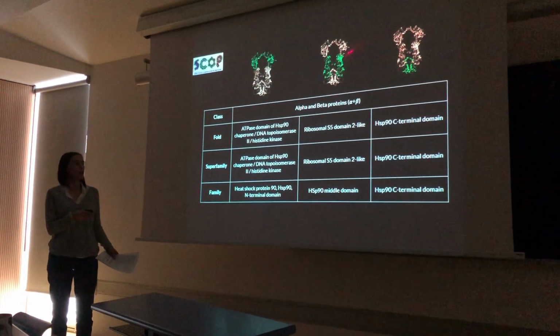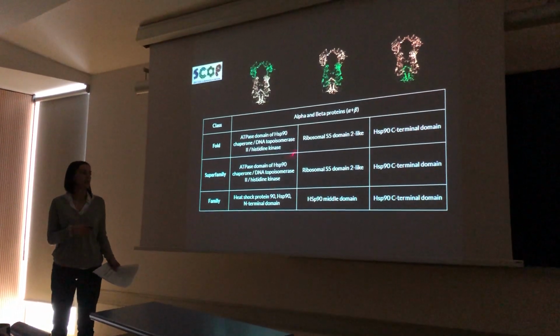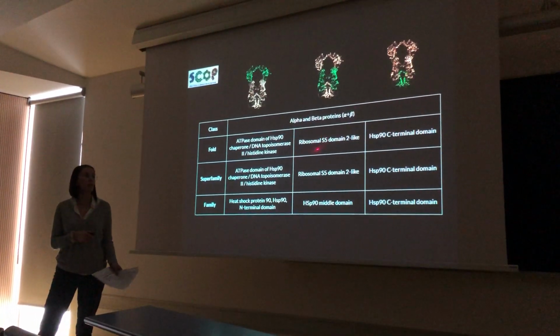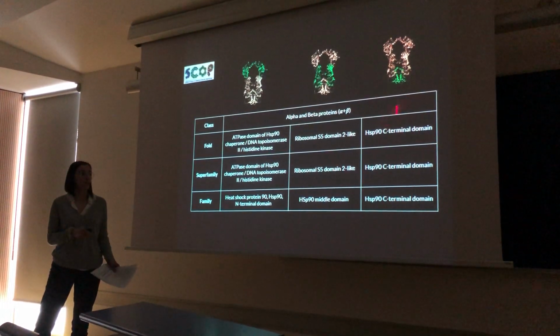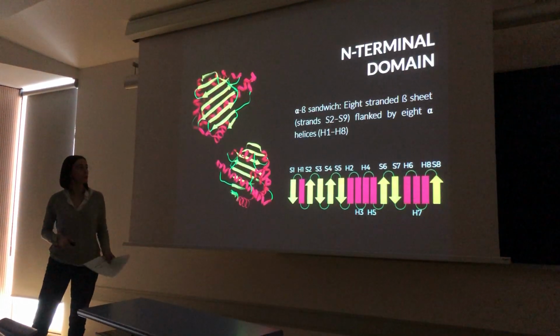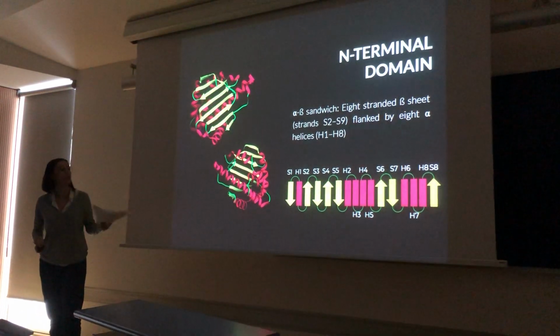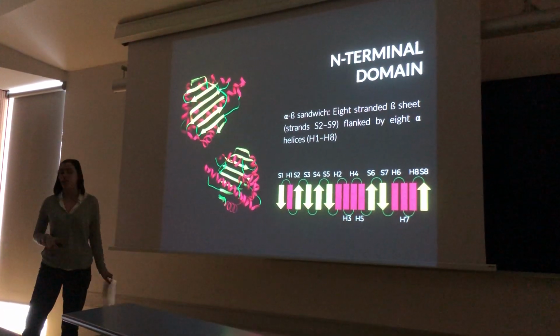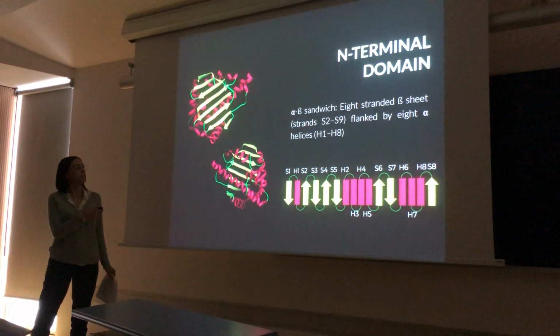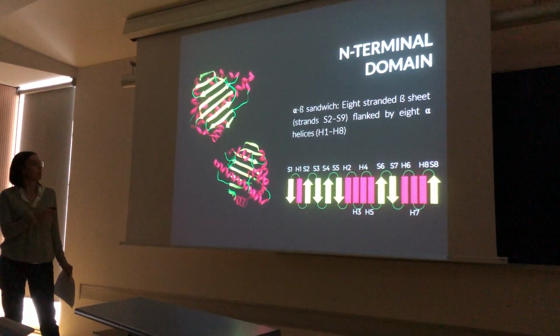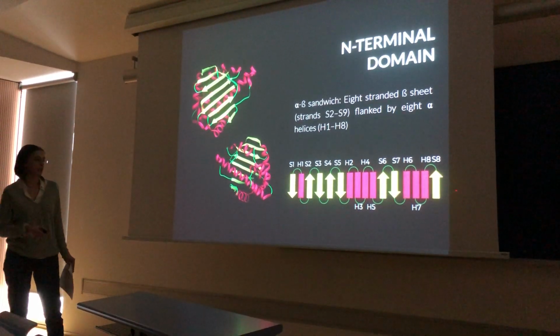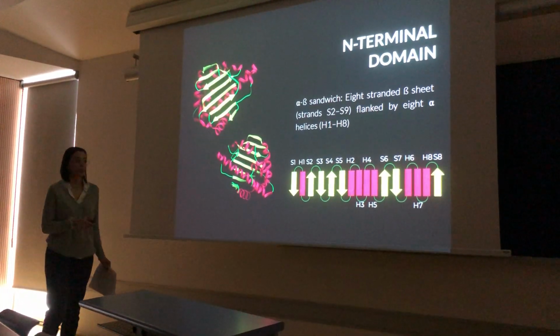And for the middle domain, the fold and superfamily changes, and it becomes the ribosomal S5 domain 2-like. And for the C-terminal domain, there's no additional information. So let's start with the N-terminal domain, which is an alpha-beta sandwich, as you can see in here, formed by 8 stranded beta sheets and flanked by 8 alpha helices. And you can see in here the topological diagram.